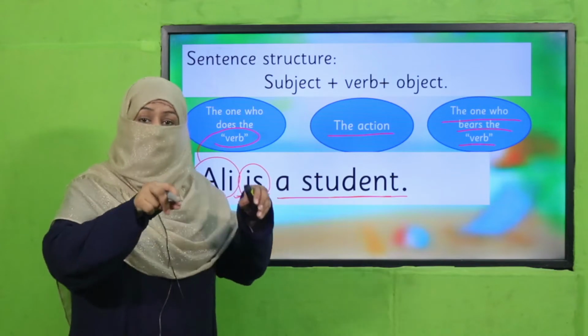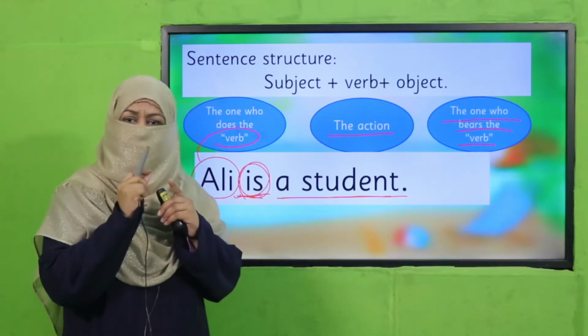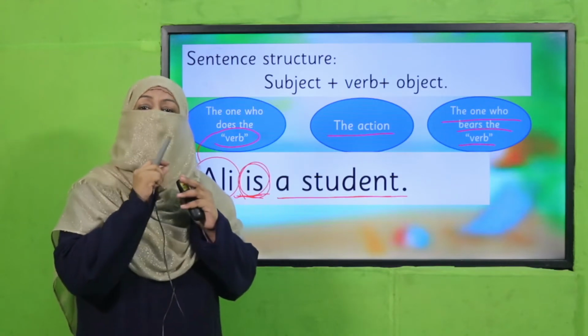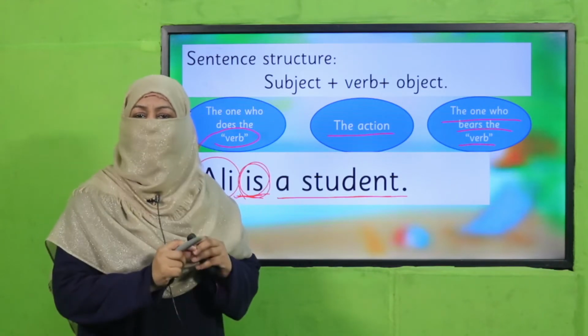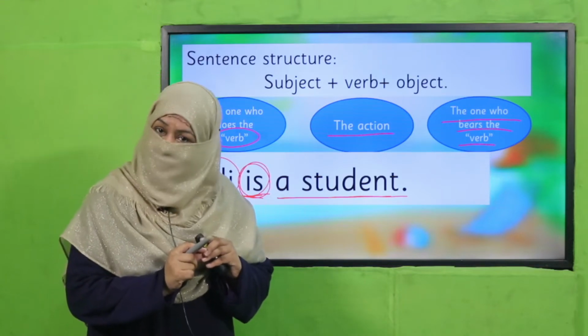Is means present tense. Now you see, this verb is telling us the action, the state of the subject, as well as the tense of the sentence. This is what the main verb does, right?